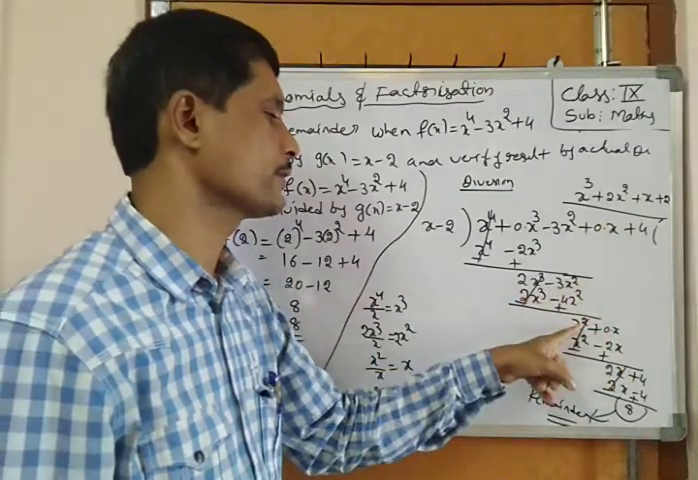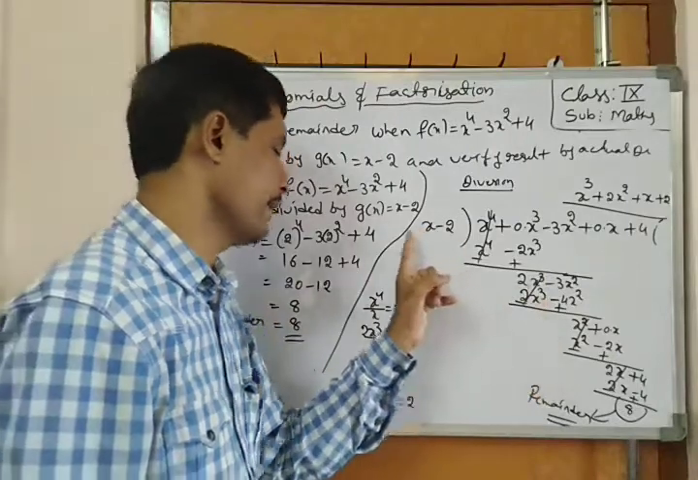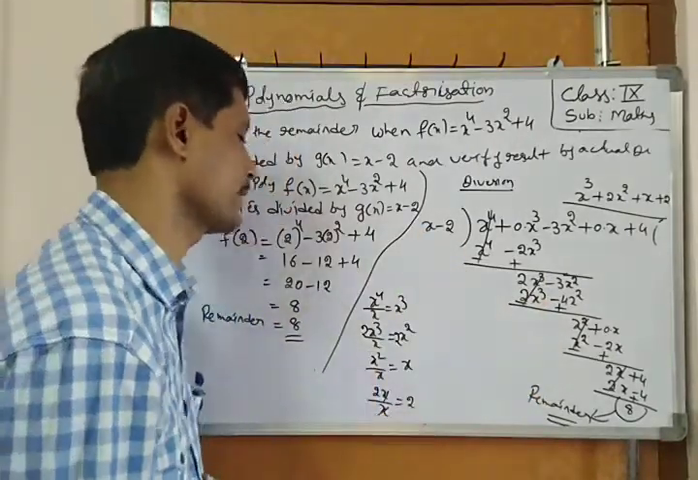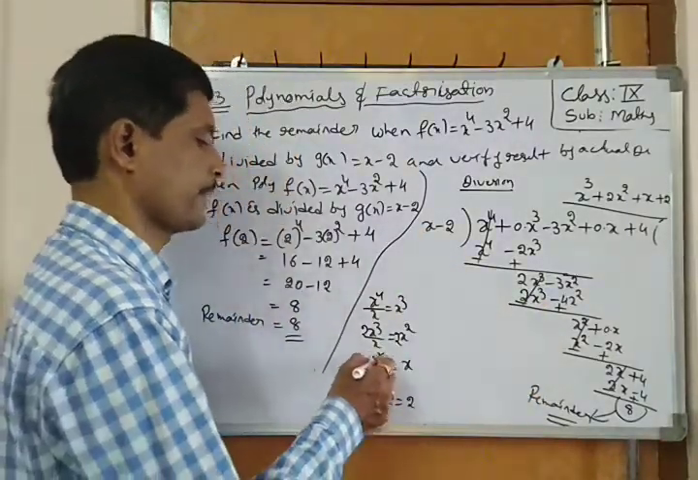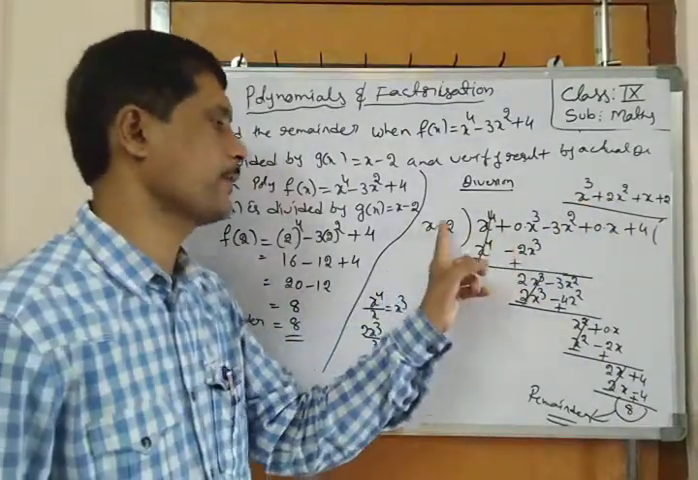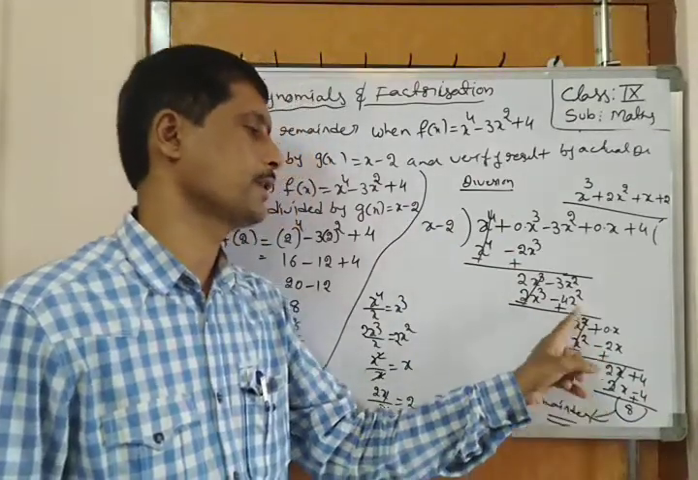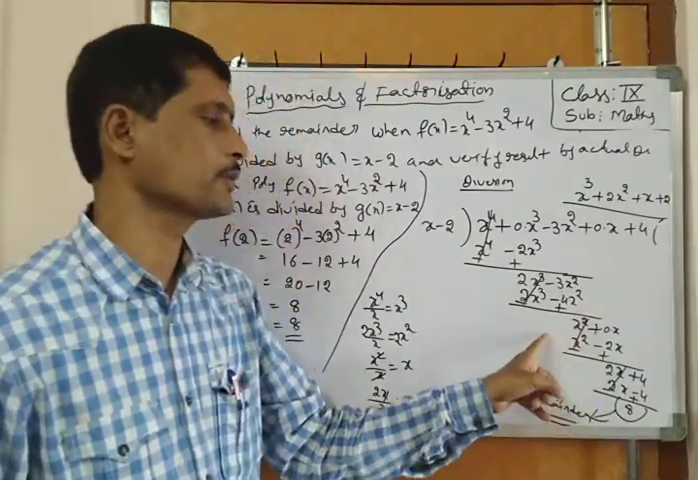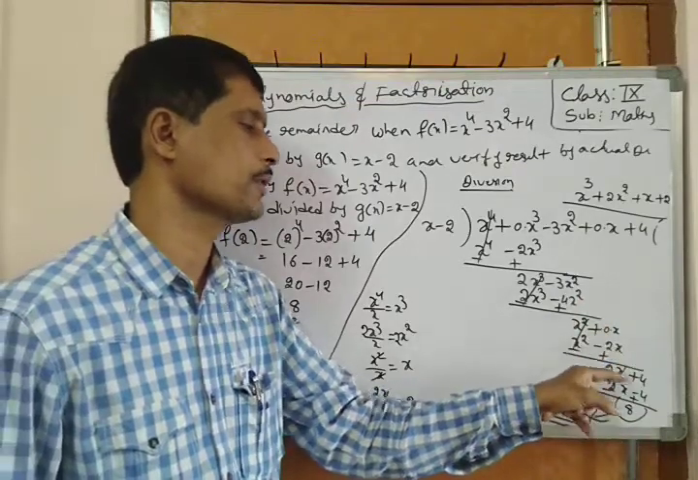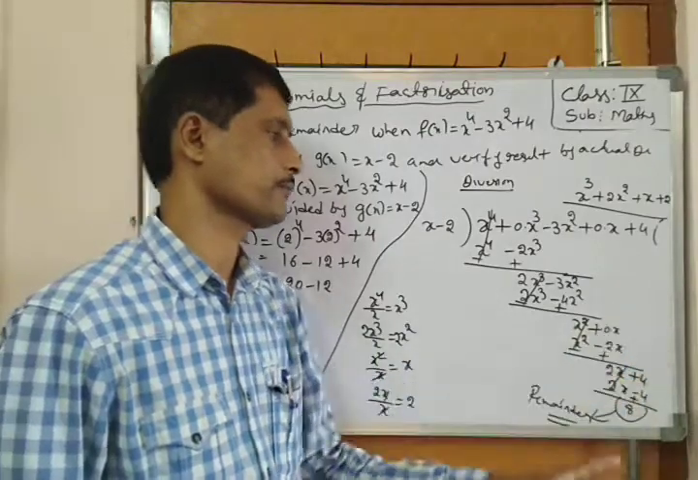Here the degree is 2, the divisor degree is 1. Therefore the quotient is x. x square by x is x, cancelled. Write down x. x into x is x square. x into minus 2 is minus 2x. In subtraction here also minus plus. x square minus x square both give 0, and 0 into x plus 2x is 2x. Next, write down 4.